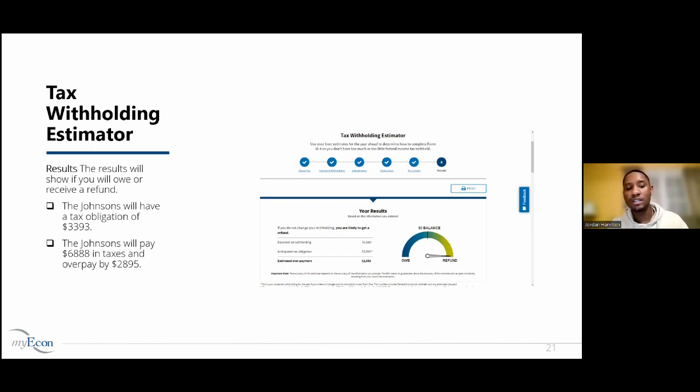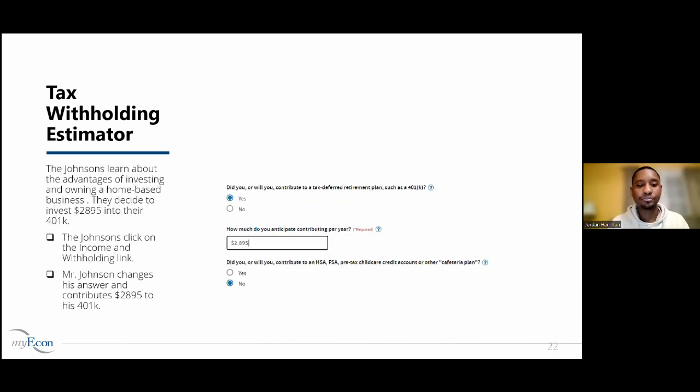And as you can see in the results, the Johnsons will have a tax obligation of $3,393. So the Johnsons will pay $6,888 in taxes, and they will overpay by $2,895, meaning they'll get a refund of $2,895 with their estimator currently constructed.